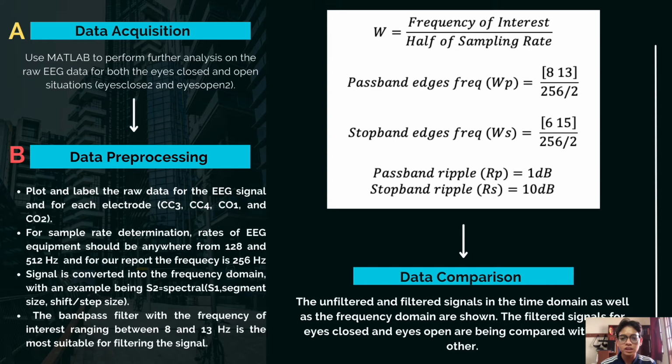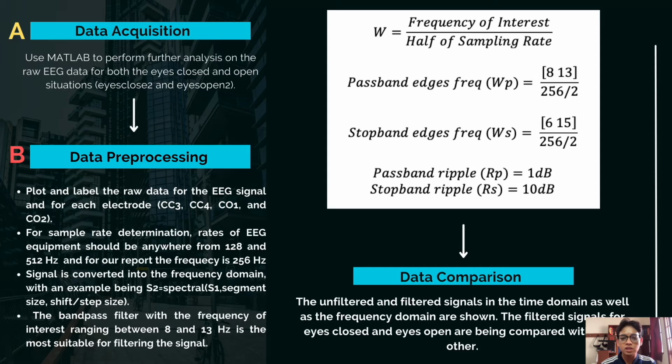Secondly, we proceed to the data preprocessing. For the data preprocessing, we plot and label the raw data for the EEG signal and for each electrode, which are O1, O2, C3, and C4. For sample rate determination, the rate of EEG equipment should be anywhere from 120 up to 512 Hz, and 256 Hz is the frequency we chose to study in this report.